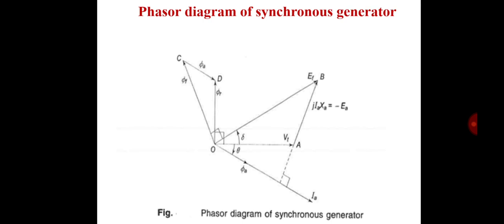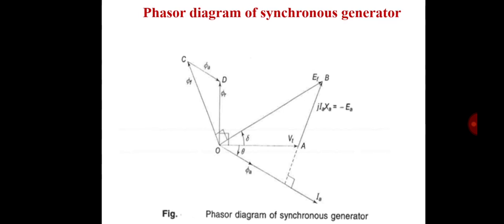Now here is Ia. Ia into XA, jIa XA, added to the vector Vt, gives the resultant, and we have the EMF EF. Here jIa XA is equal to what we write as minus EA.